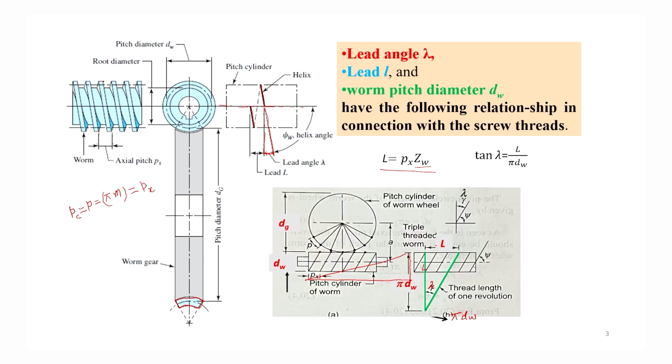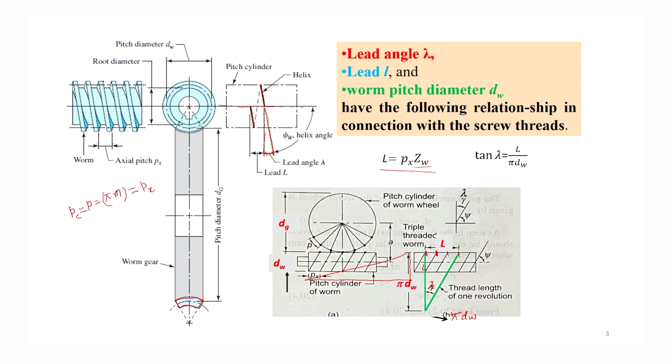Here the same 3 start worm is shown, and so the lead will equal 3 times this axial pitch. Axial pitch is this distance. This is the pitch cylinder of the worm, and 3 times axial pitch is equal to lead, and this is the thread length of 1 revolution.